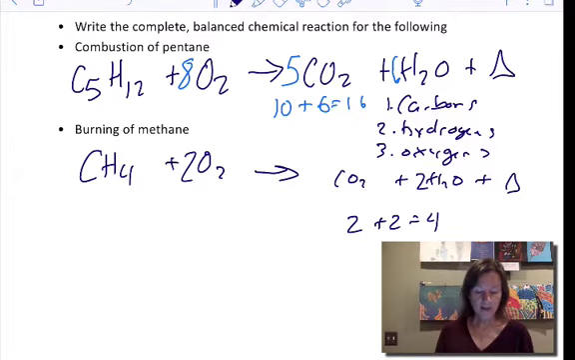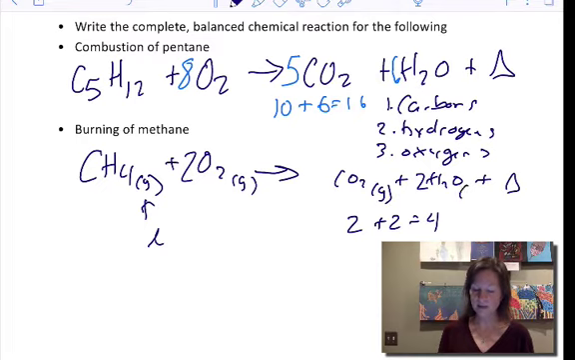States of matter-wise, I'll usually give them to you for this side. This will either be a liquid or a gas. But then carbon dioxide is a gas at room temp. Because combustion's hot, you're going to get water out as a gas. And then obviously heat doesn't need any kind of state of matter because it isn't one.